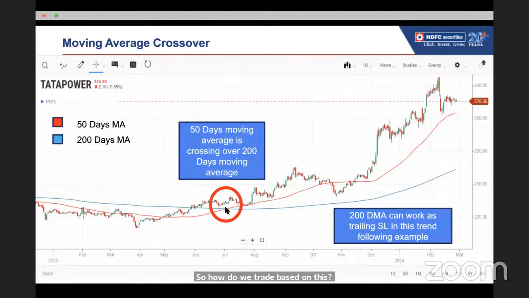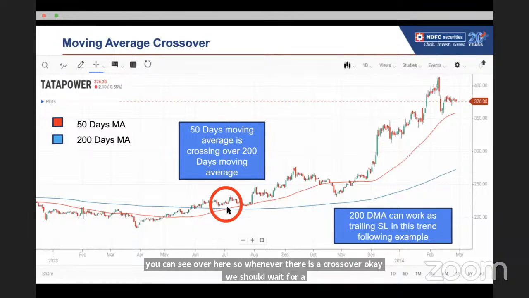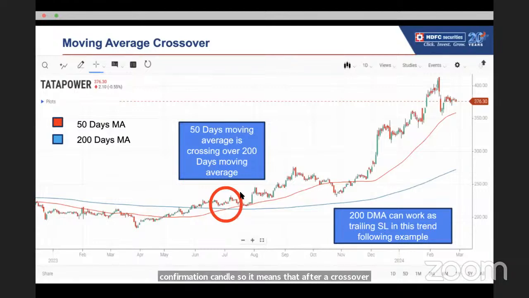If you can see over here, whenever there is a crossover, we should wait for a confirmation candle. So it means that after a crossover we should wait for a second green candle if it is a positive crossover. Okay, so confirmation candle मतलब क्या होता है? कोई भी आपका ब्रेकआउट हो रहा है या ब्रेक डाउन हो रहा है, अगर ब्रेकआउट हो रहा है तो जिस कैंडल ने ब्रेकआउट किया उसके अगले वाला ग्रीन कैंडल आपका कंफर्मेशन हुआ. अगर ब्रेक डाउन हो रहा है तो जिस कैंडल से ब्रेक डाउन हुआ है उसके अगला रेड कैंडल आपका ब्रेक डाउन का कंफर्मेशन कैंडल हुआ. ओके, सो दैट्स द कॉन्सेप्ट.